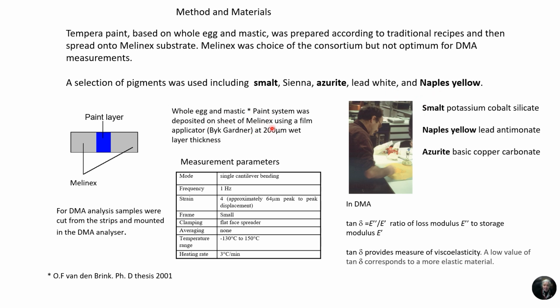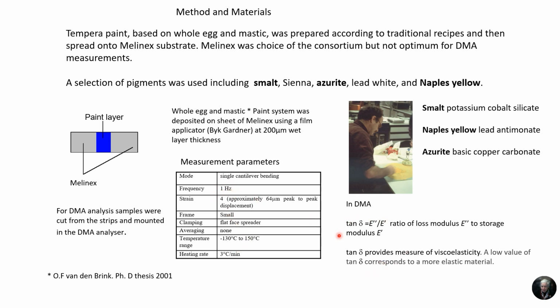So the paint system was deposited on the Melinex using a film applicator, and that's the 200 micrometers wet layer thickness. For DMA, the additional paint was scraped off and enough paint was retained on the surface, and this was clamped in the DMA analyzer. So these are the conditions used, and the temperature was scanned from minus 130 degrees to 150 degrees, and the measurement was made at 1 Hertz.